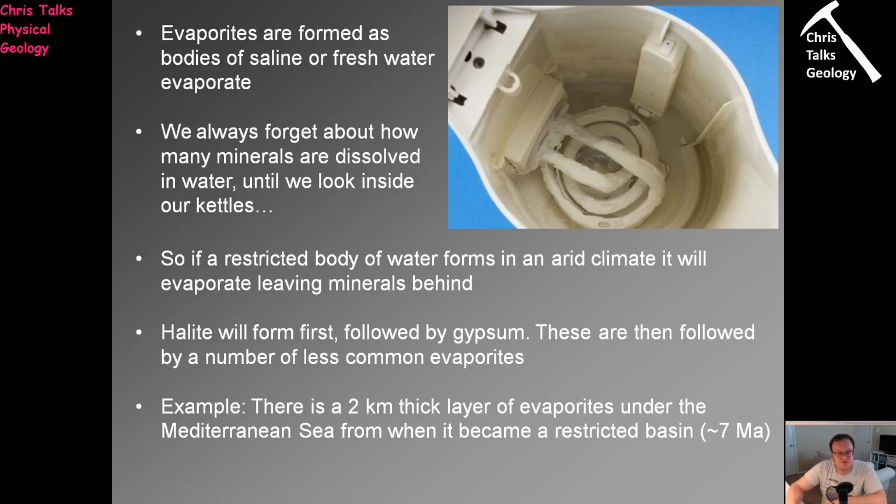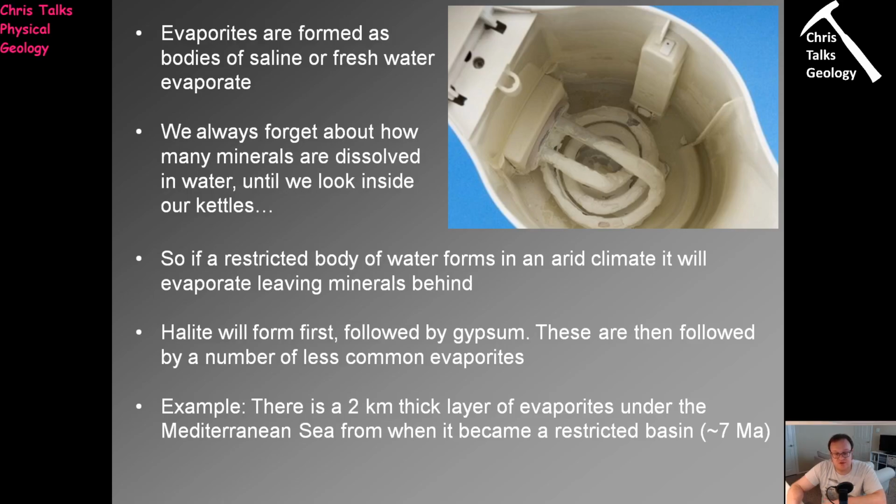As discussed, in order to form evaporites, we need what's referred to as a restricted body of water, like a lake or a small sea, in an arid climate where it's dry, and you need less water coming in than is being lost to evaporation, so you have a net loss to evaporation. A good example of this process is the Mediterranean. Underneath the Mediterranean Sea, between Europe and Africa, there is a 2-kilometre thick layer of evaporites.